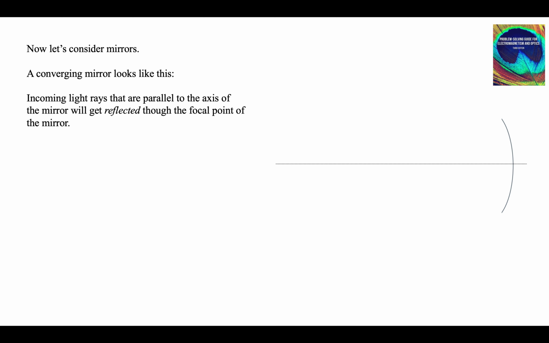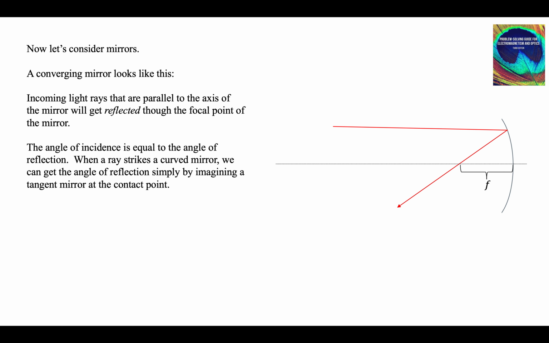So here's a converging mirror. It converges the light. It's curved inwards. Incoming parallel rays get reflected, not refracted, reflected through the focal point. There's the focal point. The angle of incidence is equal to the angle of reflection. So when a ray strikes a curved mirror, we can get the angle of reflection by thinking about a tangent mirror, like this. A tangent mirror right there. It's tangent to the surface of the mirror. So this ray thinks it's a straight mirror and it just bounces off, so the angle of incidence is equal to the angle of reflection.